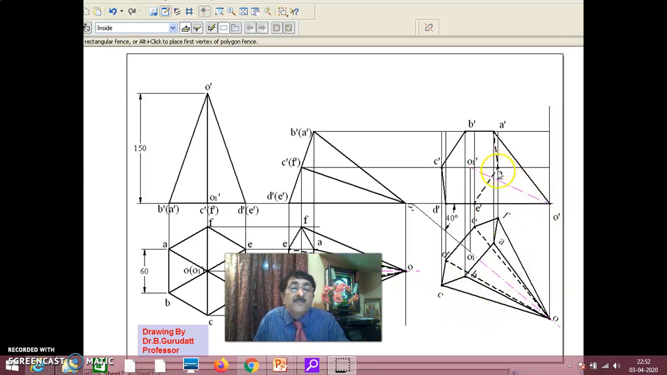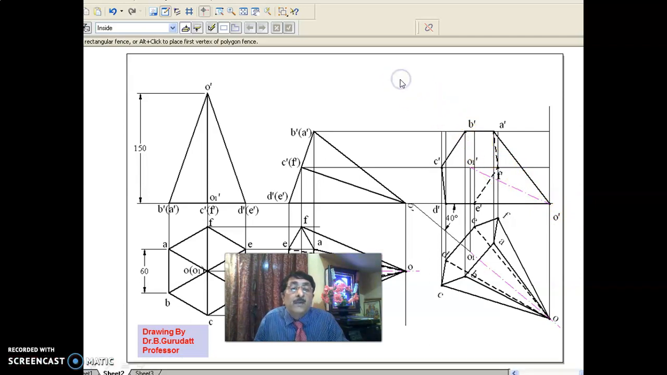F is a faraway corner for an observer who is looking in this direction. As a result, you make it dark dotted. In that way, OC, O'C', O'B', you darken. O'F', which is a faraway edge, you make dark dotted.